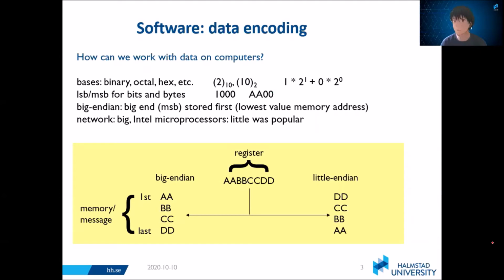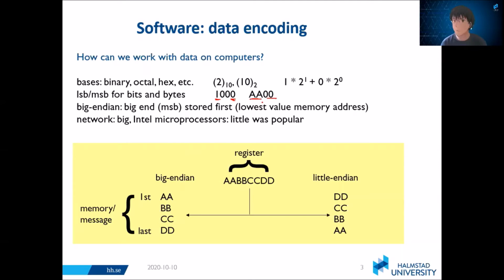So, for example, for decimal, it would be times 10 to the 1 or times 10 to the 0. Least significant bit, most significant bit for bits and bytes. So this is the most significant bit. This is the least significant bit because it encodes for a lower value. This is the most significant byte. This is the least significant byte.